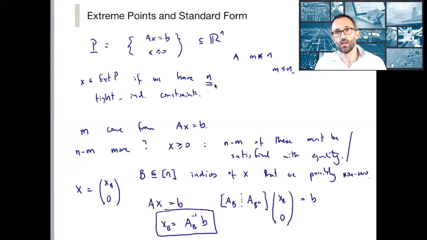Okay, so this tells us that if you want to find an extreme point of a polytope in standard form, you pick m of its coordinates. That gets you m of the columns of A. That's A_B. And you set all of the entries of x that are not in the index set B to 0. We're also going to call B a basis. The rest you set equal to A_B inverse times b. And if A_B inverse times b happens to be non-negative, then you found a corner point.